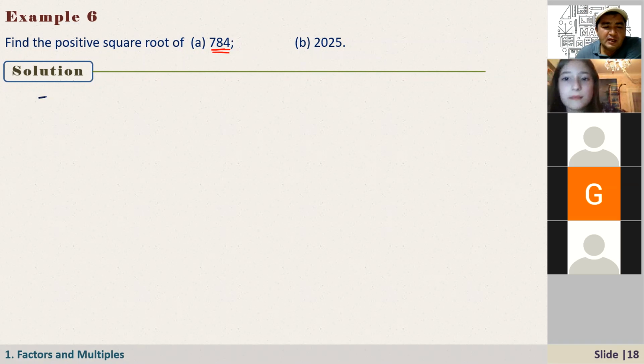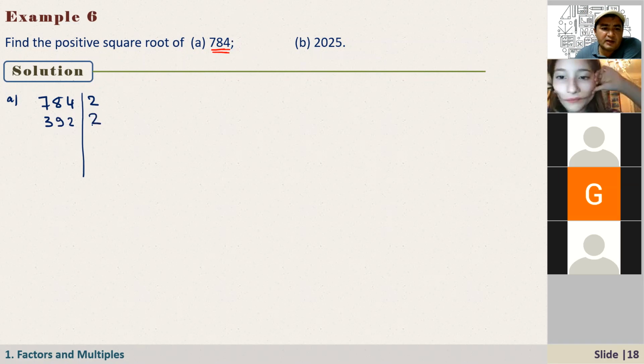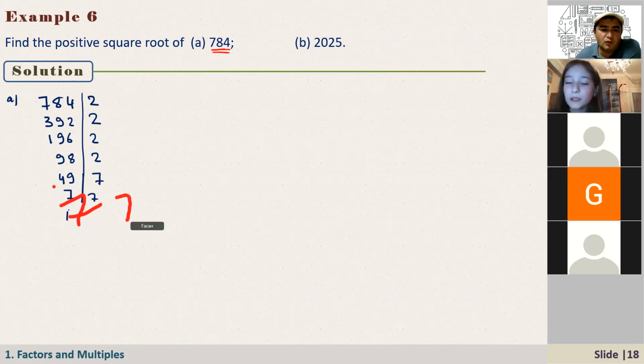At this time, first, write 784 and find its prime factorization. First, I can divide it by 2, right? Here we have 392, 196, that is 98, and 49. And still I can divide by 2. Take the smallest and divide. Here we divide by 2 again. Here we have 49. And 49 we can divide by 7. Here we have 7, divide by 7 and 1.